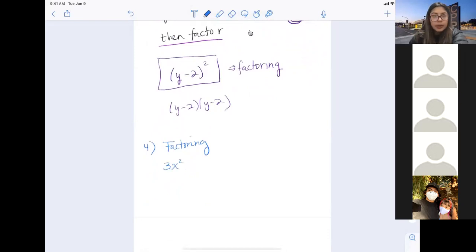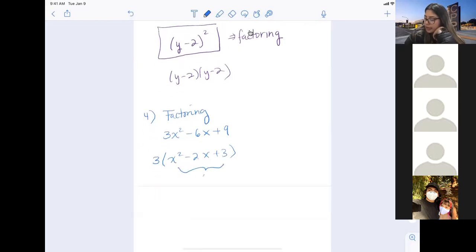If you have 3x squared minus 6x plus 9, you're going to say, oh, I need to use the x method. Well, before that, they all have a 3 in common, so you want to pull it out. That's the greatest common factor, something that they all have in common. So then this becomes x squared minus 2x plus 3.